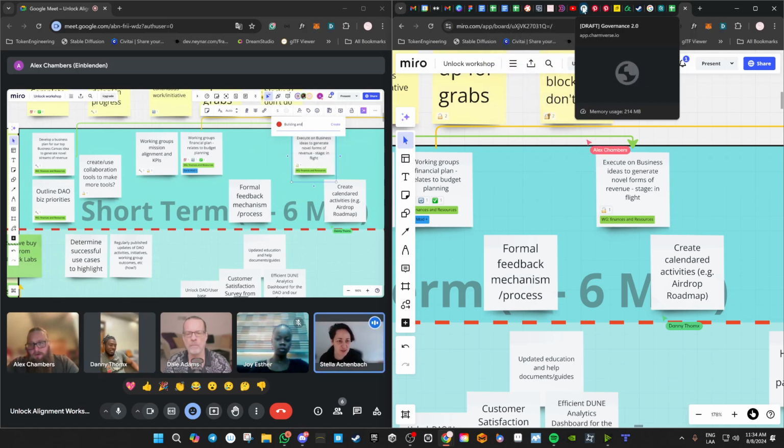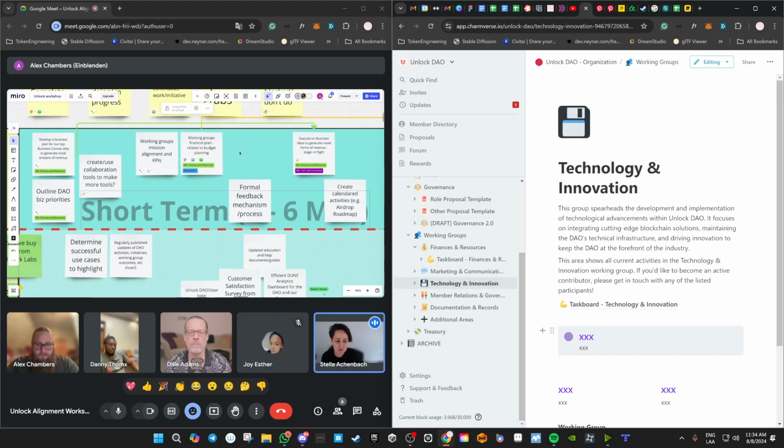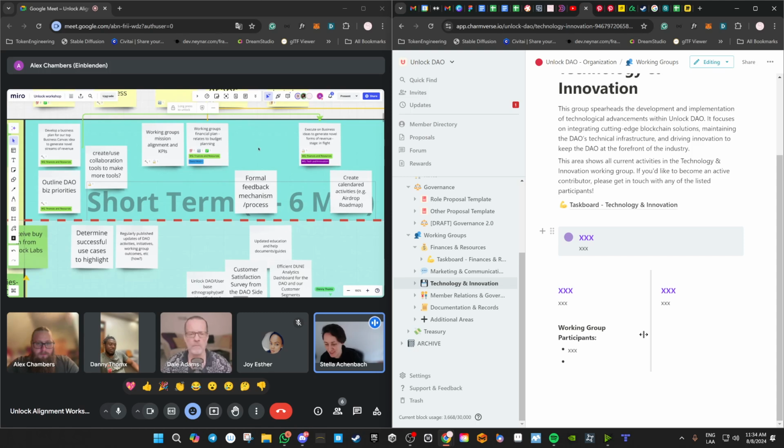Guys, we have a name for this already. Give me a second. Technology and innovation is the working group. We have that. It's already on the Chamworth, it already has its space, but I haven't yet developed that further. It's quite empty because I didn't really know yet how to structure that. So after you get the role, let's work on that.